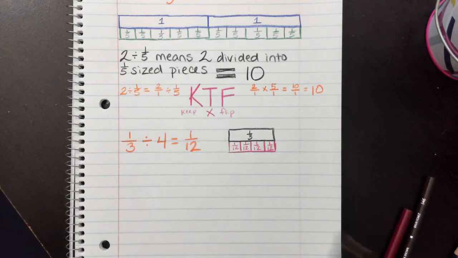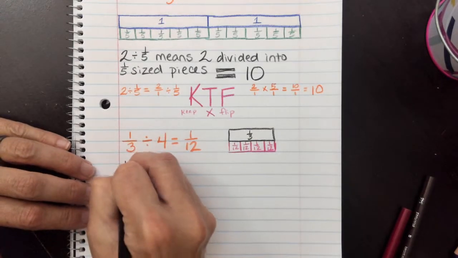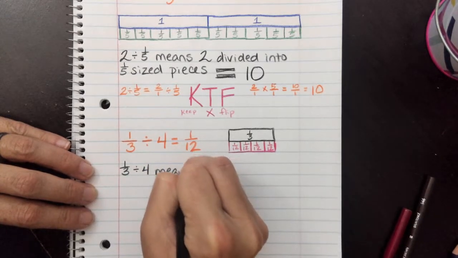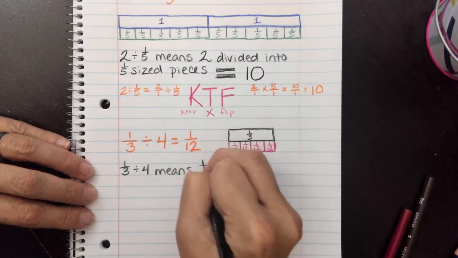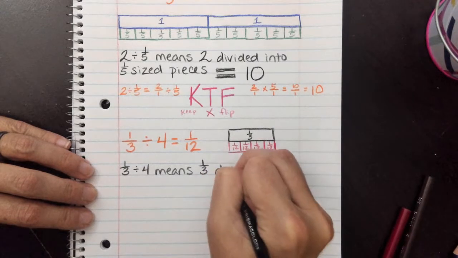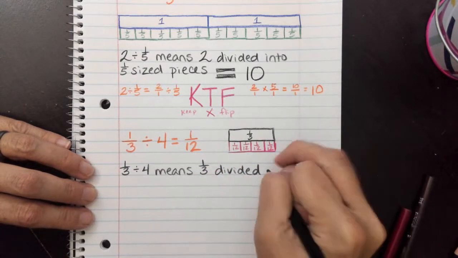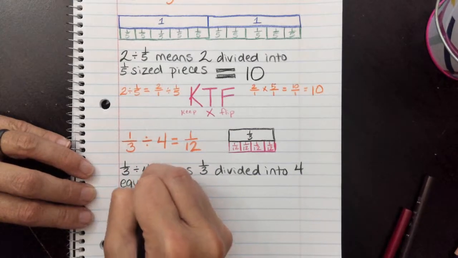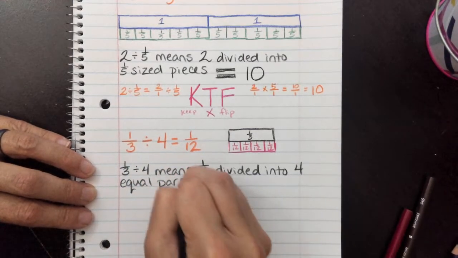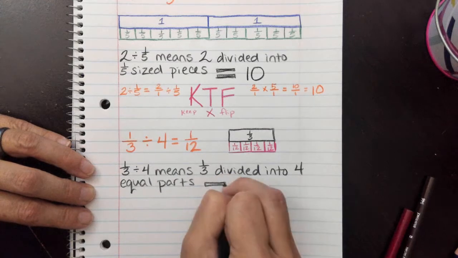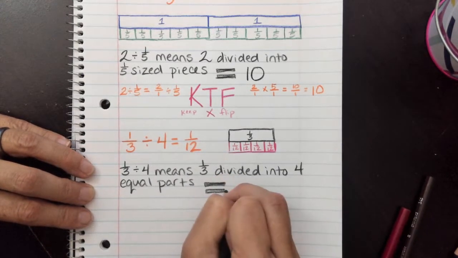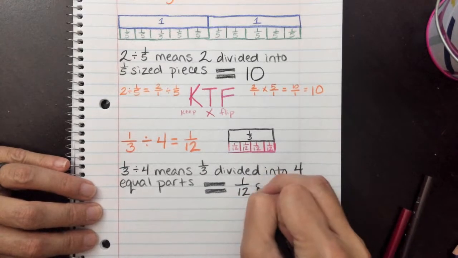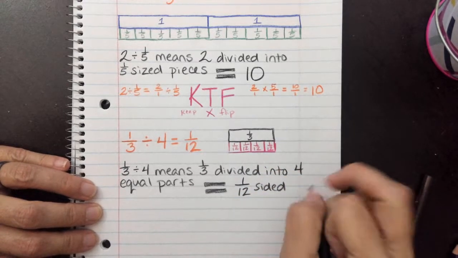So in words, 1/3 divided by 4 means 1/3 divided into 4 equal parts, which equals 1/12 sized pieces.